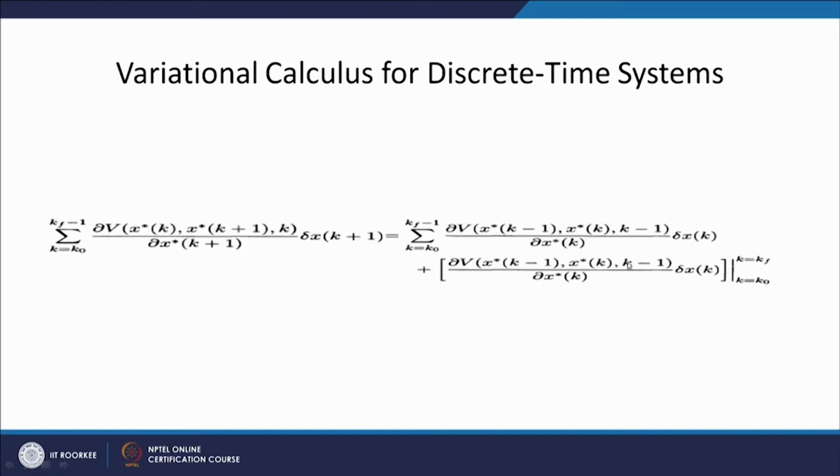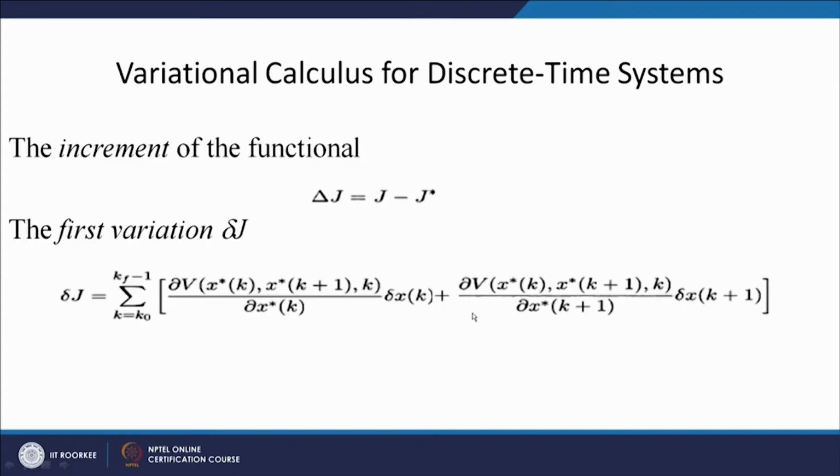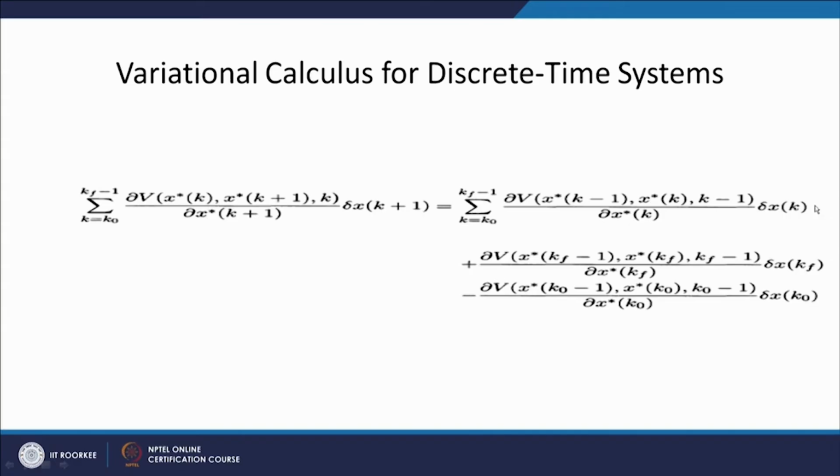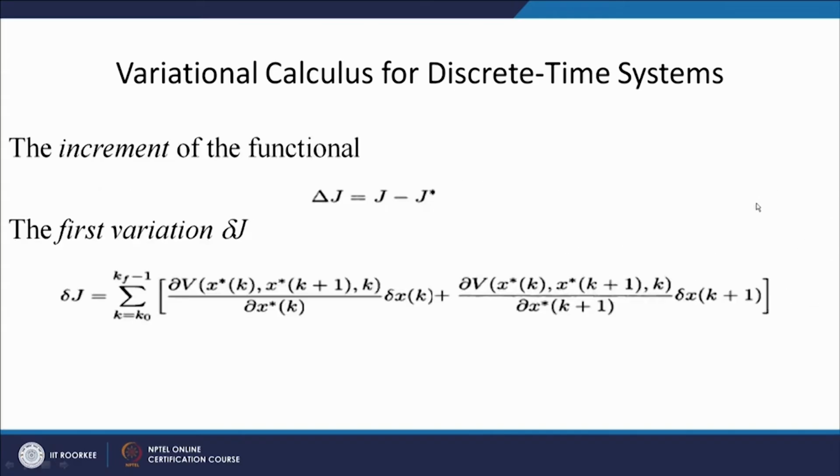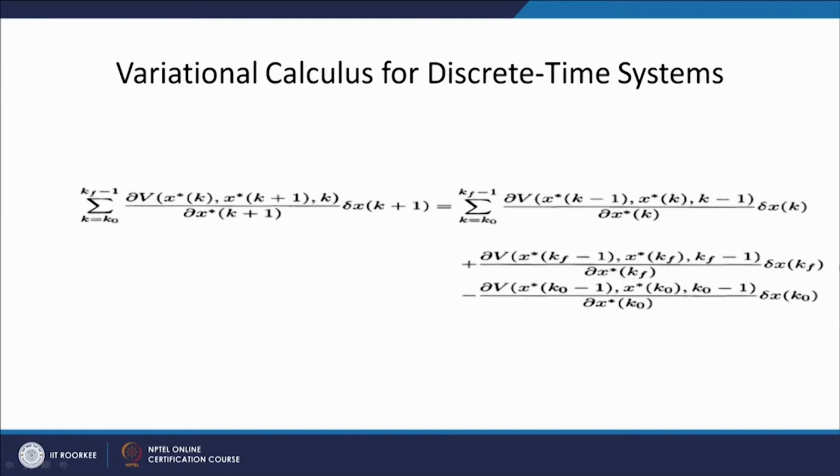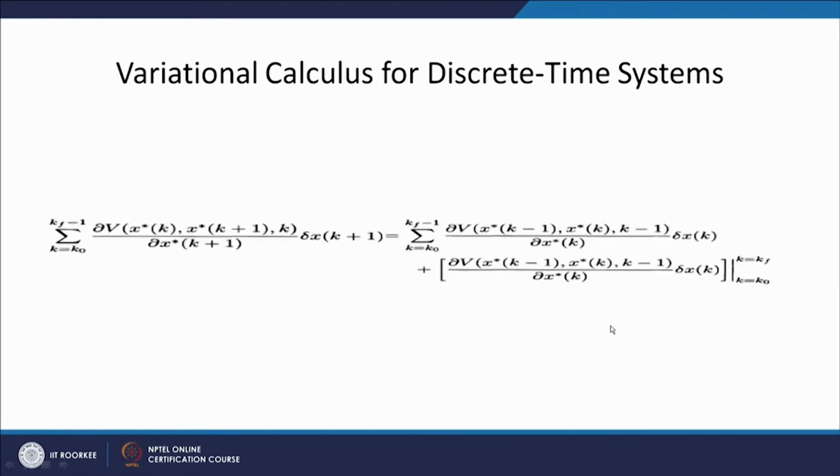So, what we have done for this second term is convert delta x k plus 1 in terms of delta x k. This term we are expanding with the summation, so the whole can be clubbed in the summation with the first term as given at this point. This will have the delta x k, and these two terms I can write as my boundary condition, given as del v by del x star k minus 1 times delta x k, from k 0 to k f.